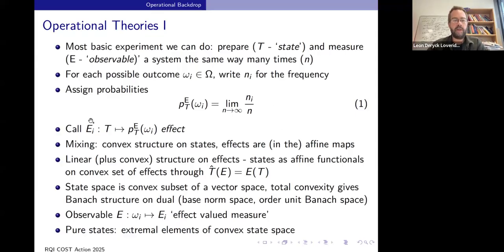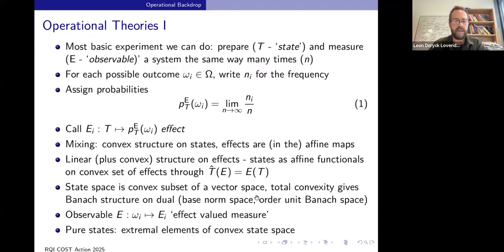Nothing complicated at all, but there is some extra structure here. We can mix preparations. We can do one preparation with a certain probability, another preparation with another probability, and add them together in a convex way. So there's a convex structure on the set of states. And if we call the association between a preparation and this probability an effect, we then want to say the effect should extend to affine maps on the convex state space.